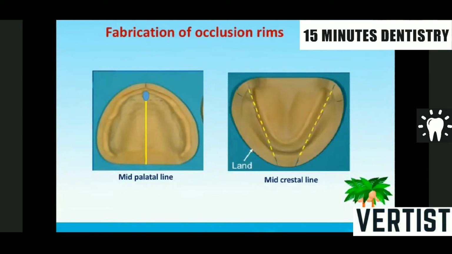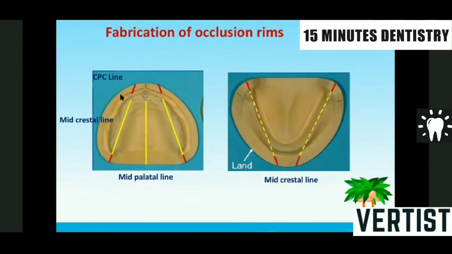So the first thing after primary impression and secondary impression is to fabricate the master cast, and in the master cast you have to have a proper 3 millimeter land area, so that those areas can be utilized as a reference for the teeth arrangement. First, draw a mid palatine line on the maxillary arch and mark the incisive papilla. And in the mandibular arch, you draw the mid-crestal line as shown in the photograph.